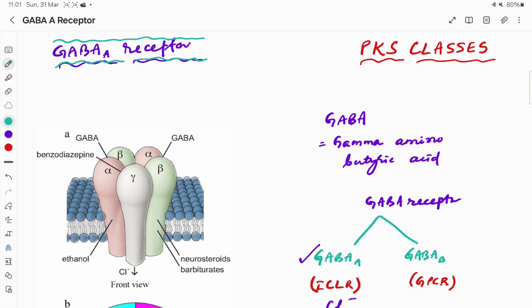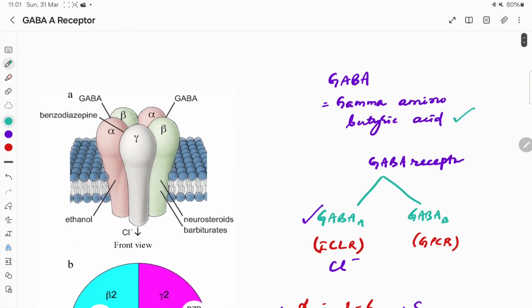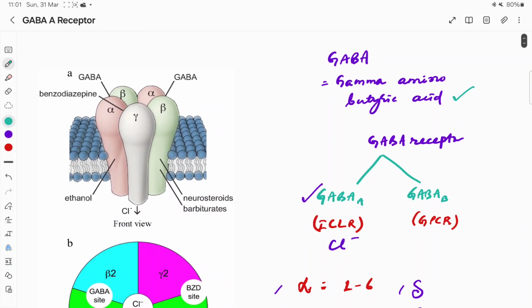As you know, GABA is an inhibitory amino acid, gamma aminobutyric acid. It acts on two types of receptors. One is the GABA A receptor and the other is the GABA B receptor. GABA A receptor is an ion channel linked receptor, linked to a chloride channel, and GABA B receptor is a G protein coupled receptor.